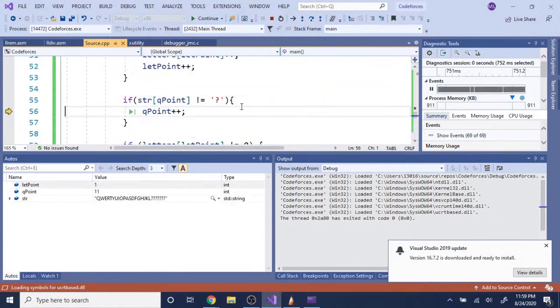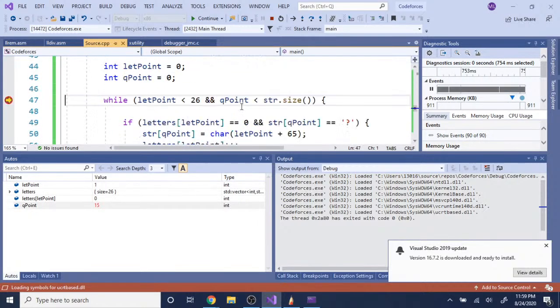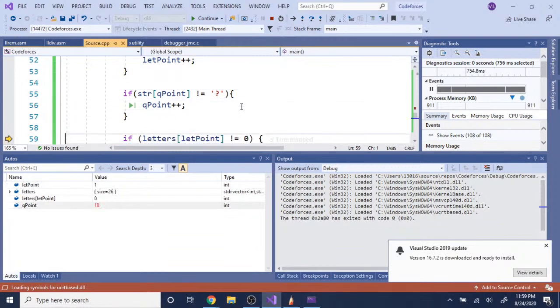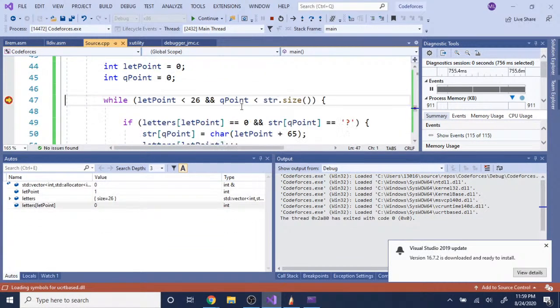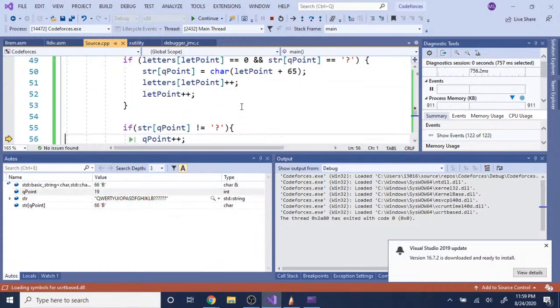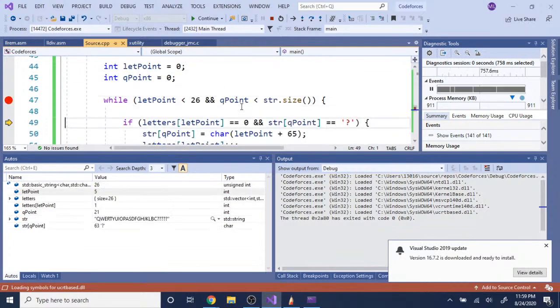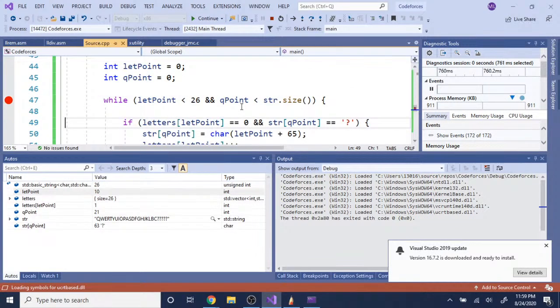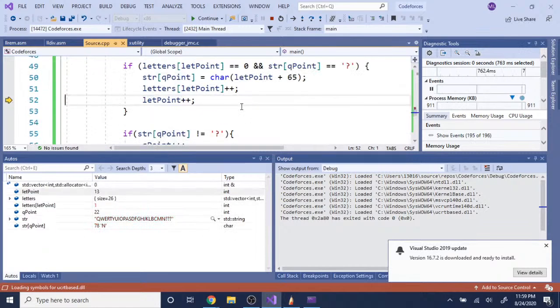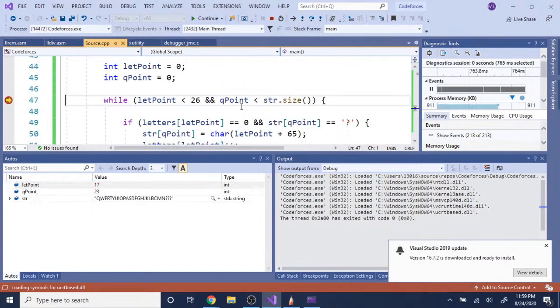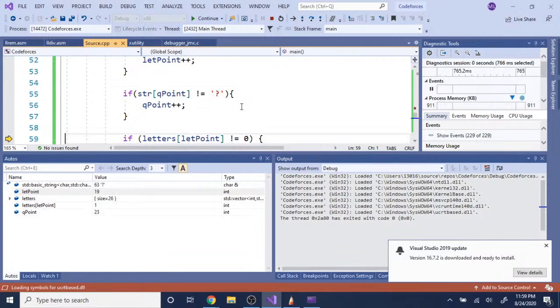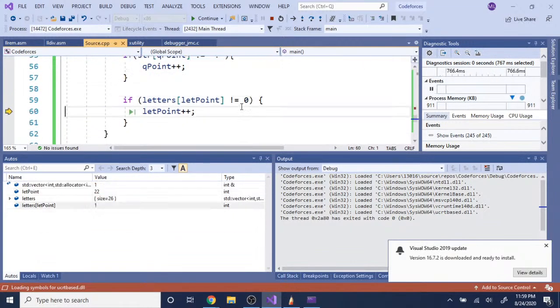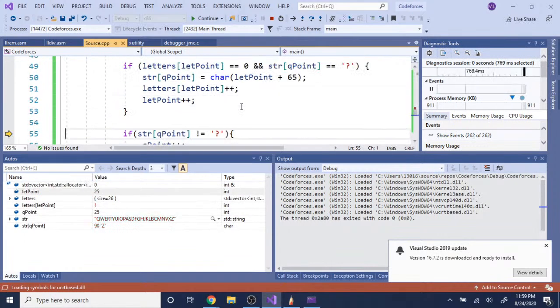9, 10, 11, 12, 13, 14, 15, 16, 17, 18, 19. Okay. Now we should replace it. And move that. Replace it. Okay. A, B, C, M. Keep going. V, X, Y, and Z.